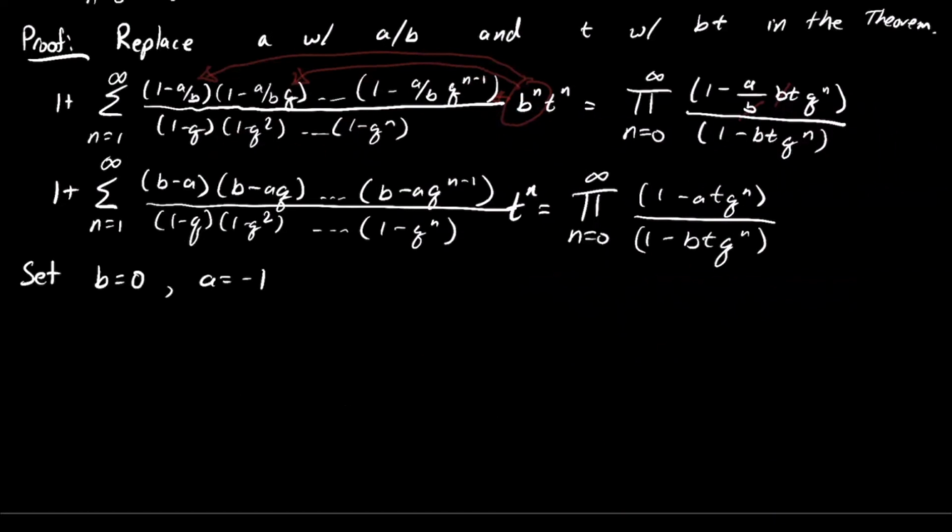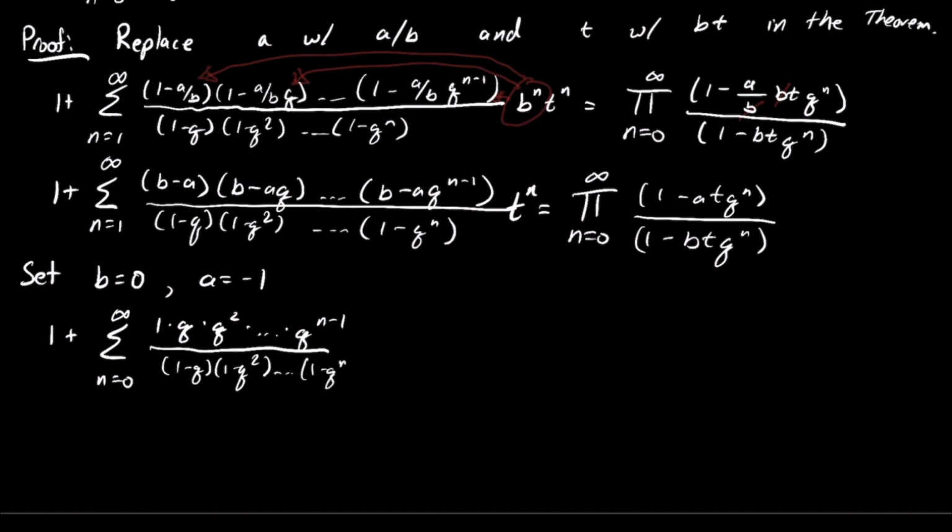All right, so when I do this, what do I end up with? I end up with 1 plus the sum, n goes from 0 to infinity. Again, I'm setting b equal to 0, a equal to -1. So the first term becomes 1. The second term becomes 0 plus 1q, so this becomes q. The next term is going to be q squared, and we're going to continue until we hit q to the n minus 1, divided by 1 minus q, 1 minus q squared, all the way up to 1 minus q to the n. And of course, we have this t to the n on the outside.